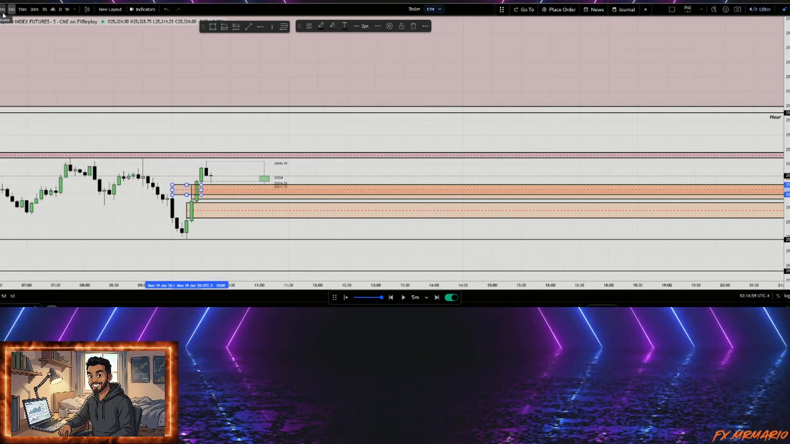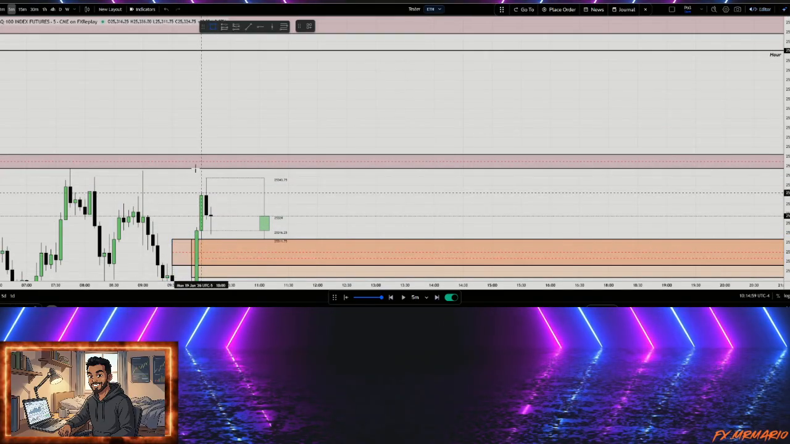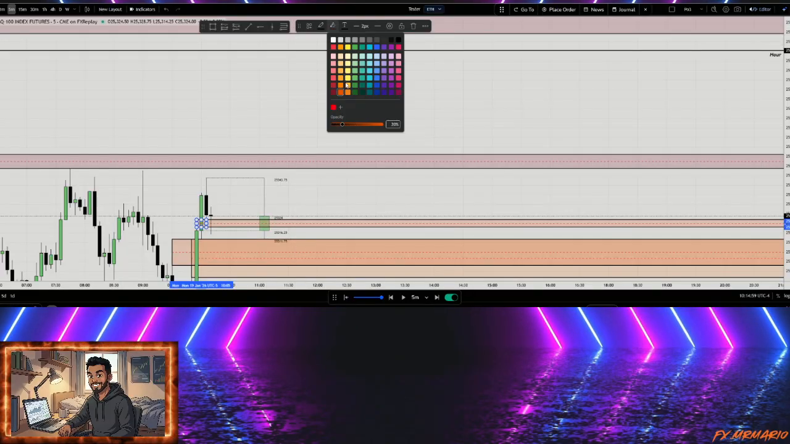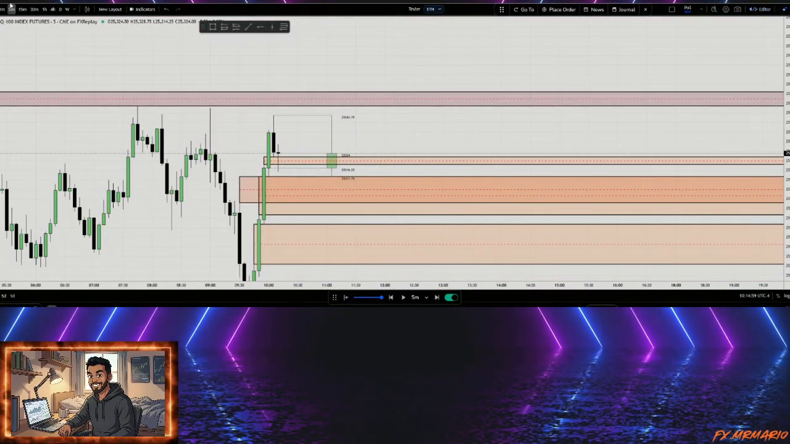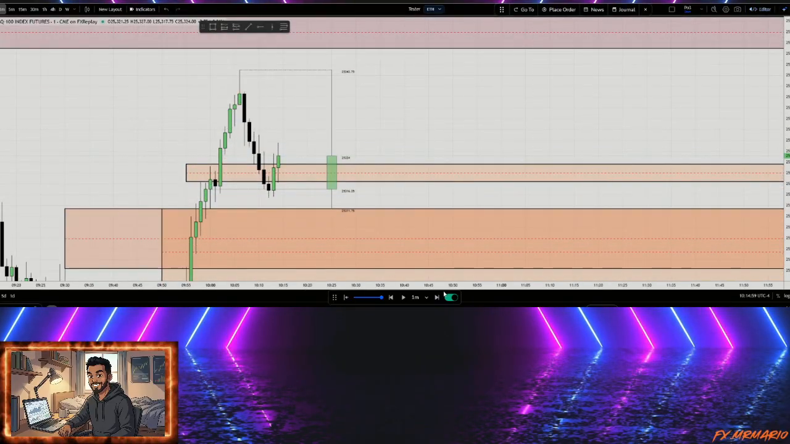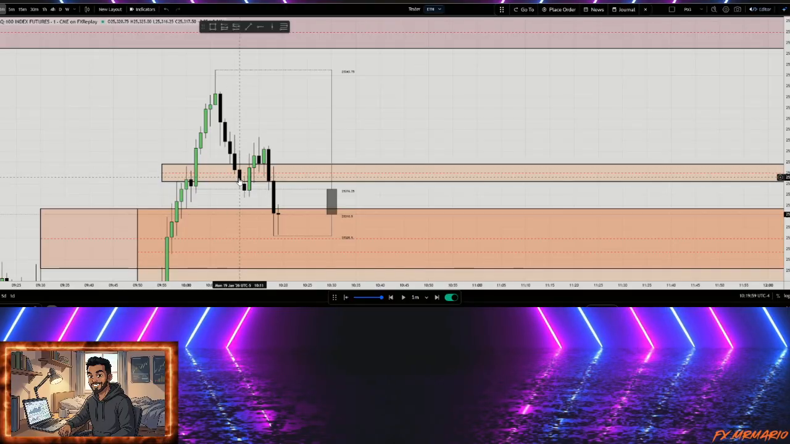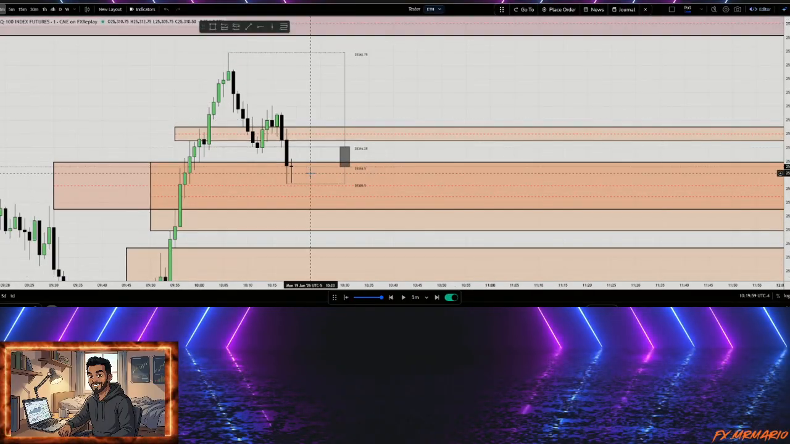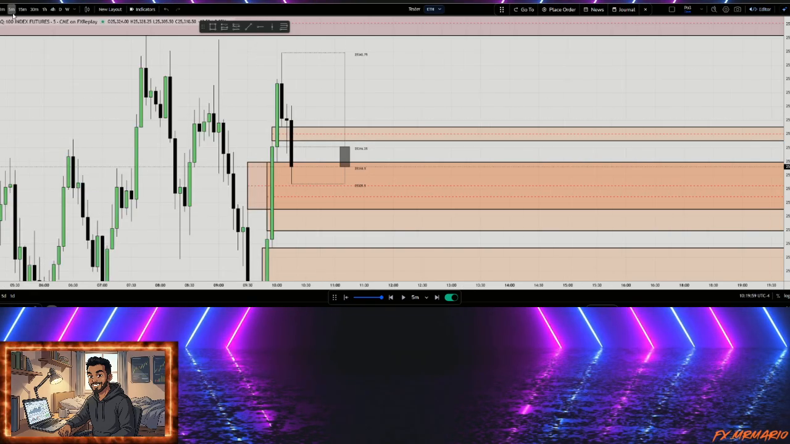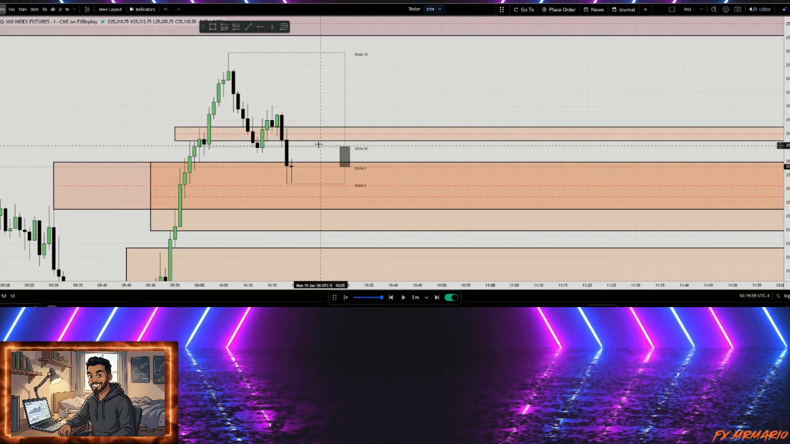Oh, nice. I have a 5-minute fair value gap. The price is actually reacting off right now. Let me make that lighter. Oh, nice. We had an entry here, right? But I would not take that. Why? Because the price actually closed below on the 1 minute and then going up, right? Yeah, it closed below, so I might not take it.